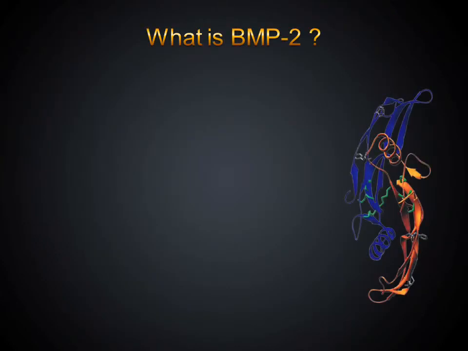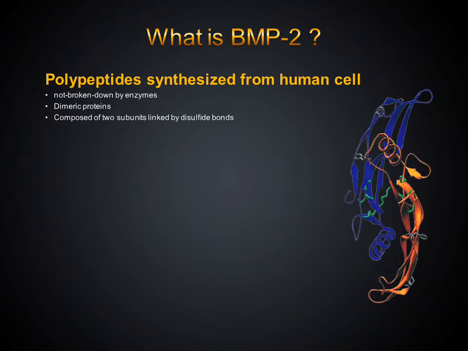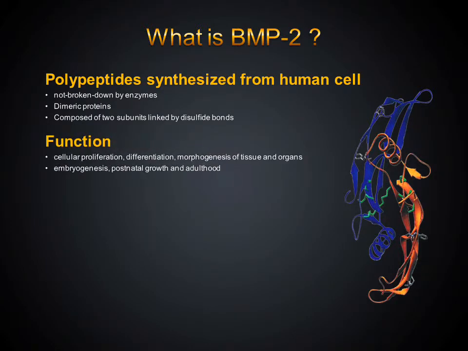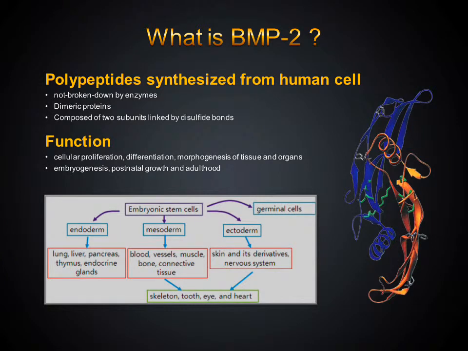BMP2 is a group of polypeptides. This function is involved in cellular proliferation and differentiation and morphogenesis of tissue and organs during embryogenesis, postnatal growth, and adulthood. BMP2 is a non-collagenous protein not broken down by collagenase during infection, and is a dimeric protein composed of two subunits linked by disulfide bonds.